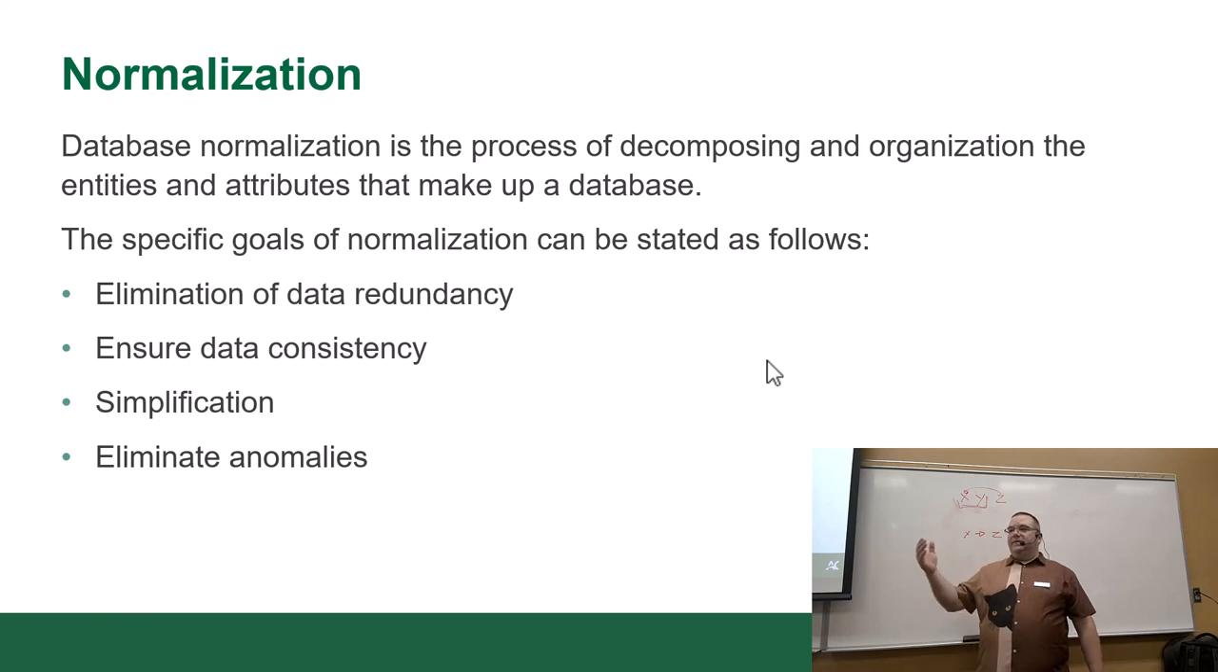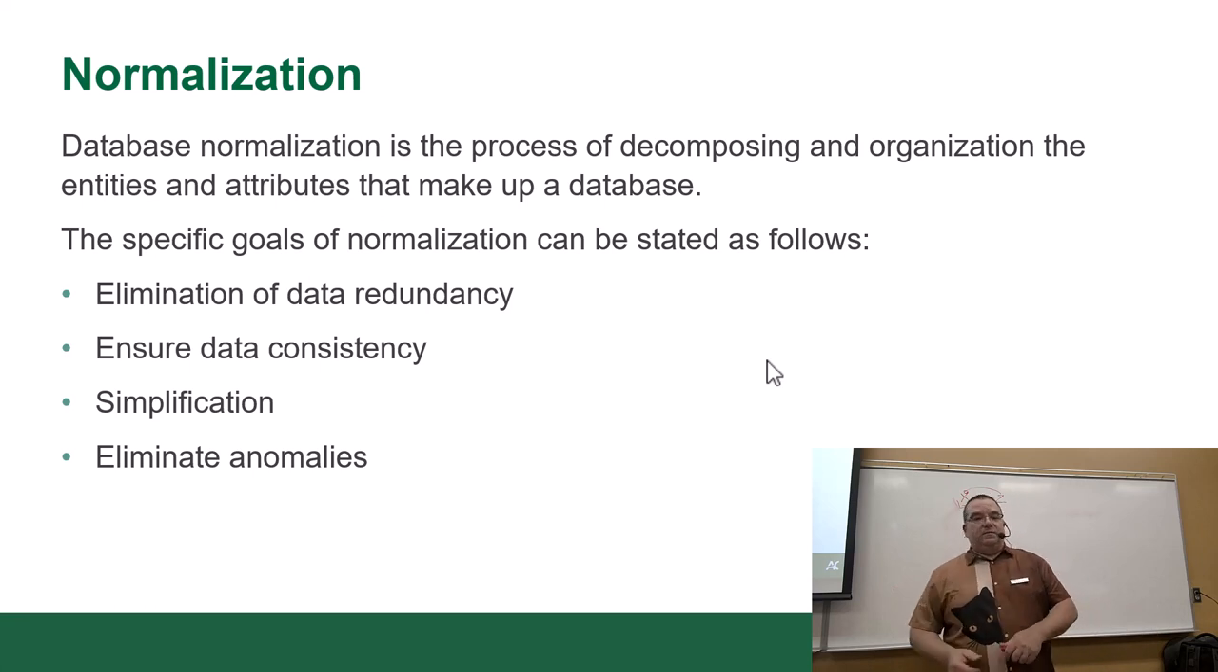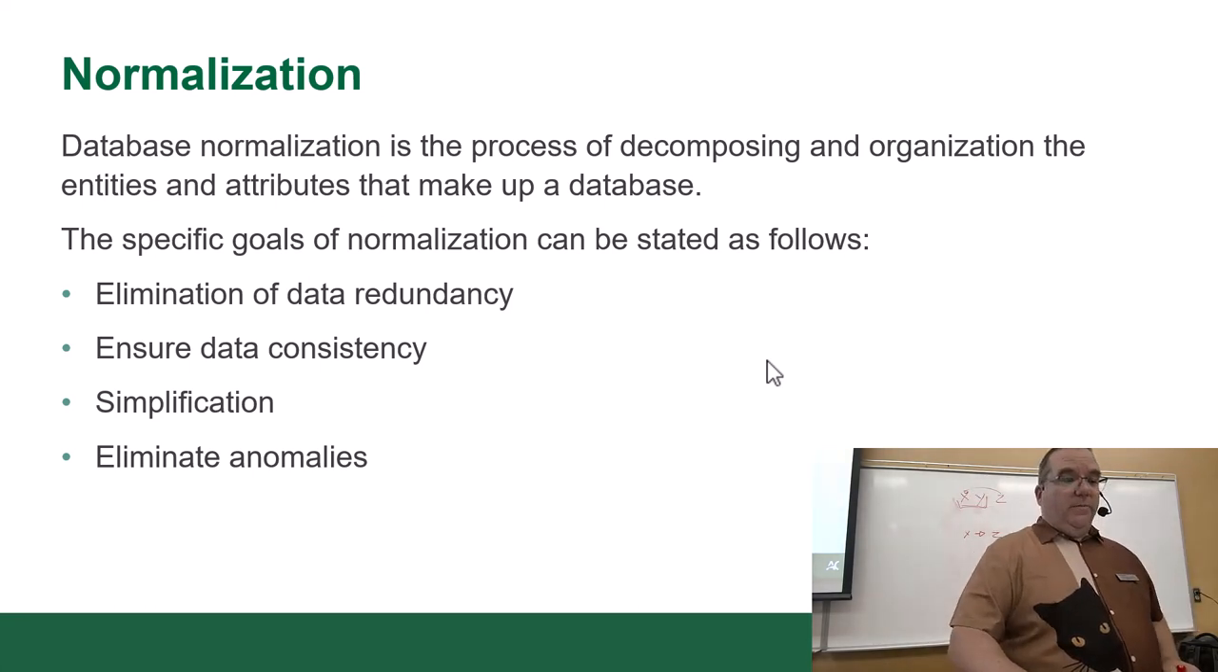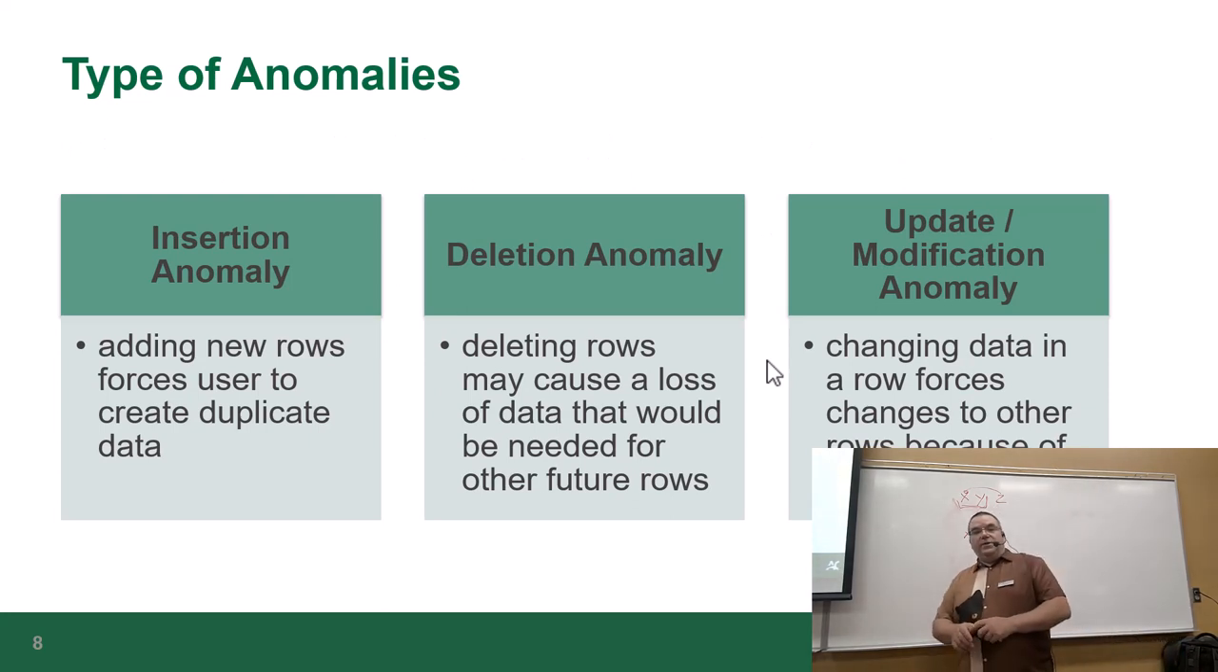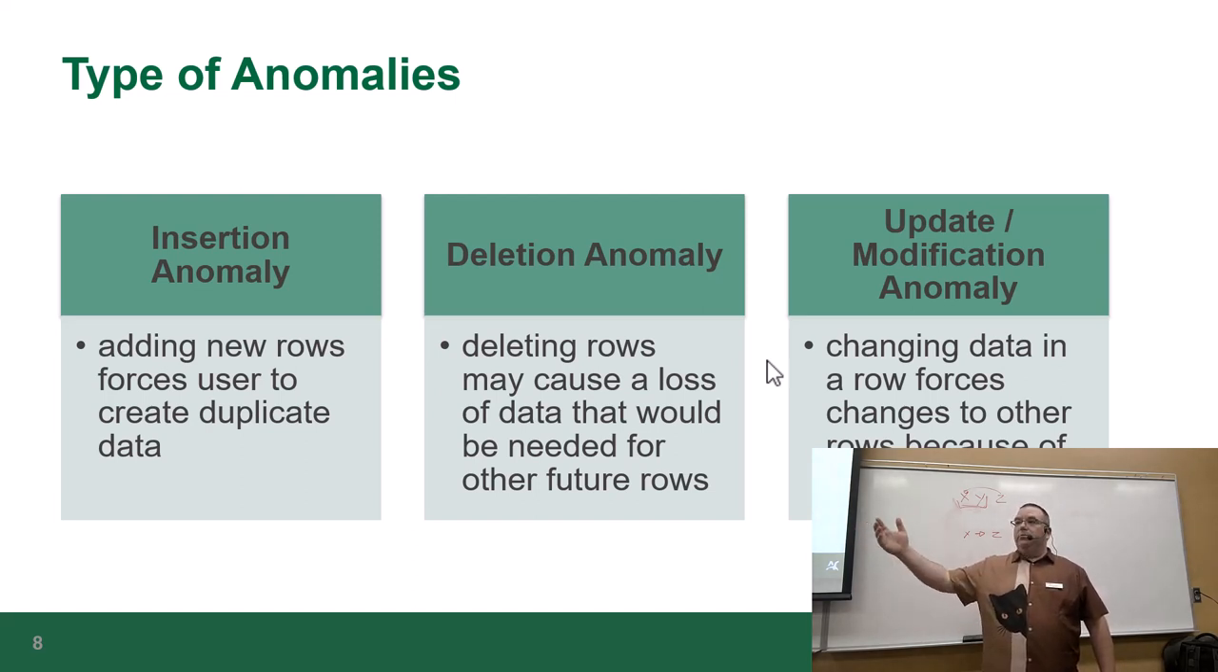Simplification, again: if you have to change the data in only one place, it's a lot simpler than if you have to change it in four or five places. And anomalies, which we are now going to talk about. There are three kinds of anomalies. There's an insertion anomaly, when you add new rows. When you add a new row, you force a user to create duplicate data. I've got examples in a moment. Deletion anomaly: we delete a row. When you delete that row, you could lose data that you'll need later. And an update or modification anomaly means if you need to change a value, you have to do it in more than one place in the same table.